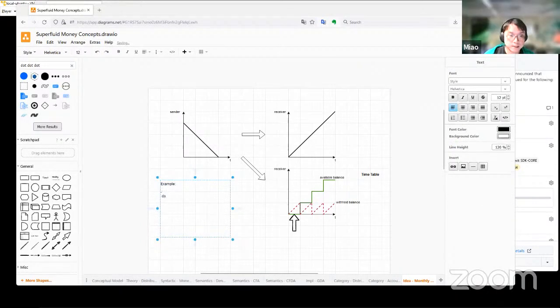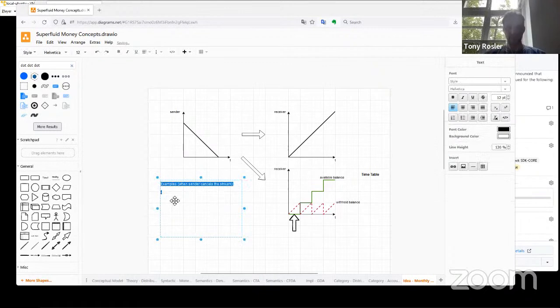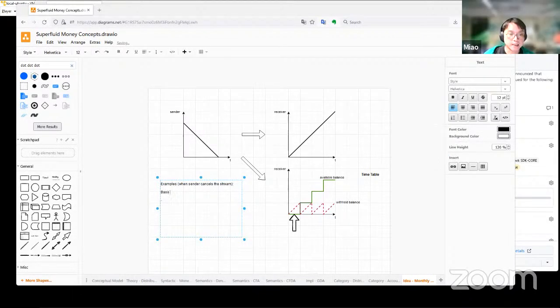So let's say examples of it's about when the sender cancels the stream, right? Let's write a couple of examples. Okay, so the first base case is that the base setup is that there is 1 month of prepayment, right? So let's just make that part of the example. So you do ask the user for 1 month of prepayment.